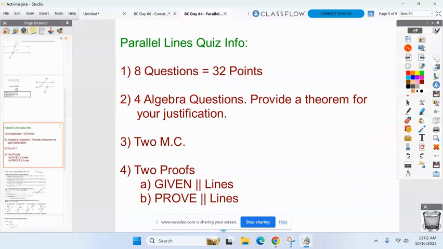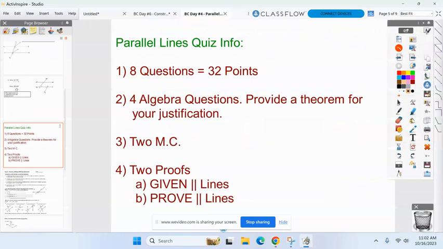All right, let's talk about tomorrow. If you care, it's 8 questions, 32 points. I want to start right here. What do I mean by 4 algebra questions at the beginning and provide a theorem? I'm not saying it's as easy as this, but I just want to make sure you are aware of the type of problems I'm talking about.